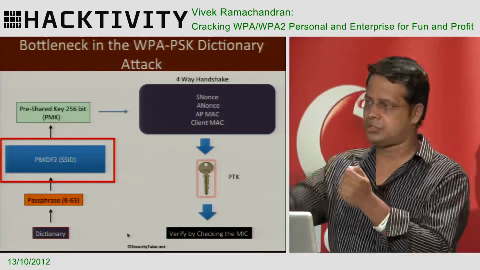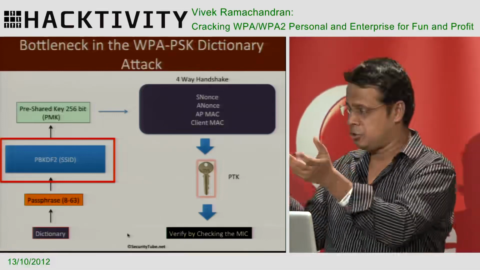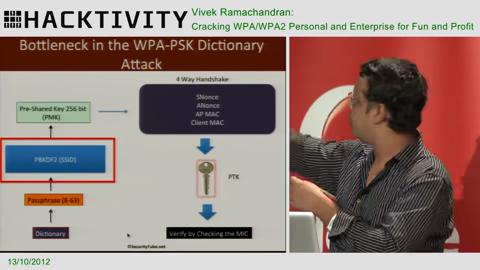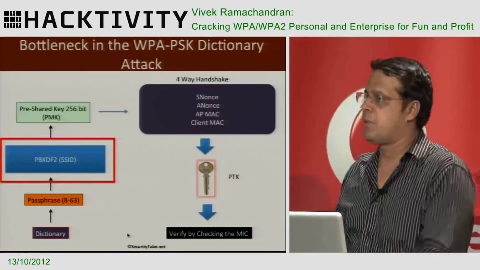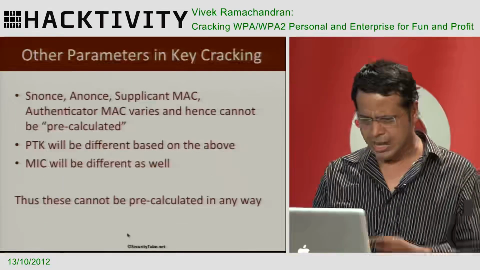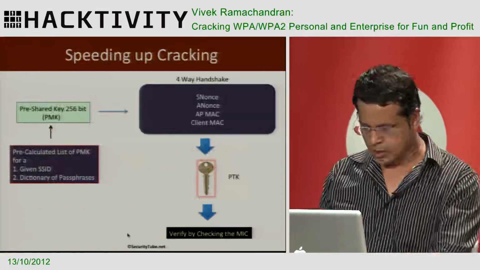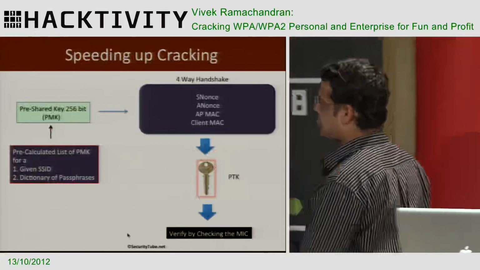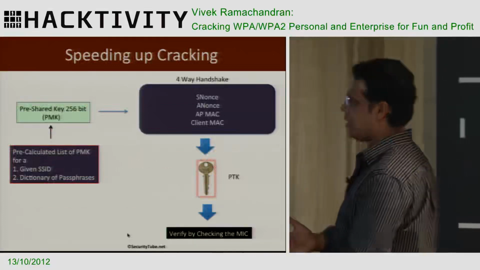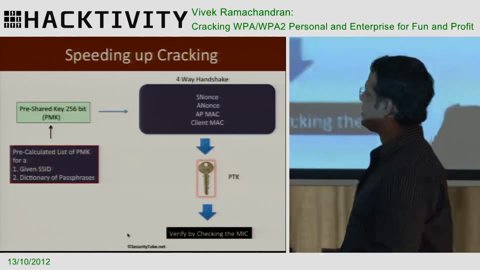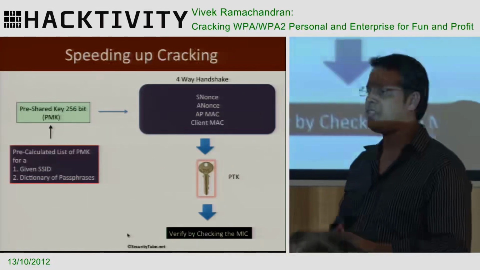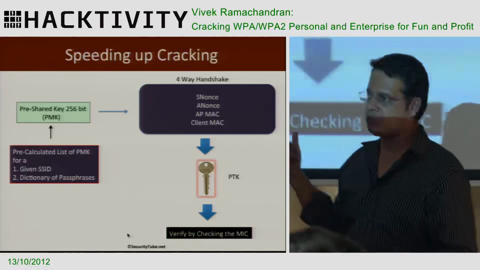Take a passphrase, pick up the key, which you already pre-generated, and that's it. Which means it's much, much, much faster. And this is exactly what we do: we take a dictionary of passphrases, just like dark code, pick up the given SSID, create the huge list of PMKs and use that.